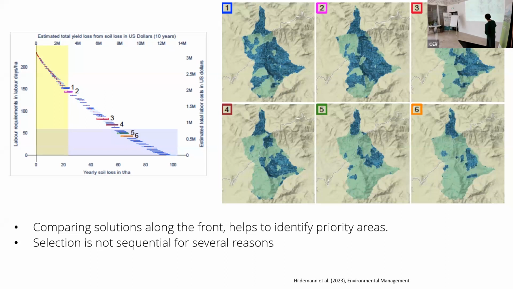We say, okay, the regions that are, for example, here in the north, there are always conservation measures applied there, irrespective of where this optimal solution is in our Pareto front. That means that's the place where we should implement measures first, because it helps to reduce soil loss a lot and is not that expensive.